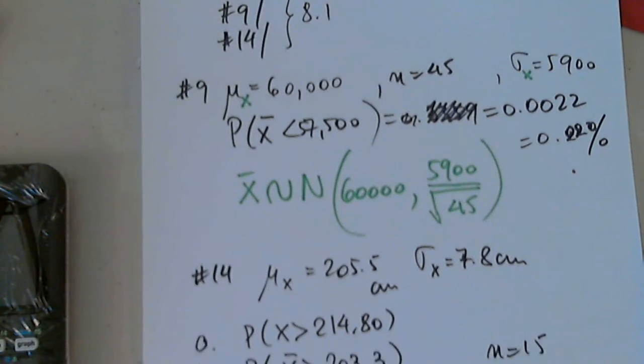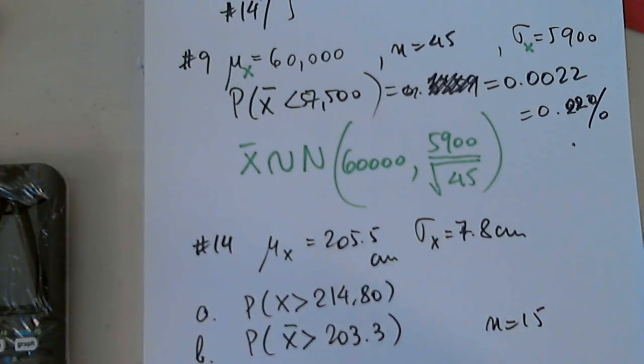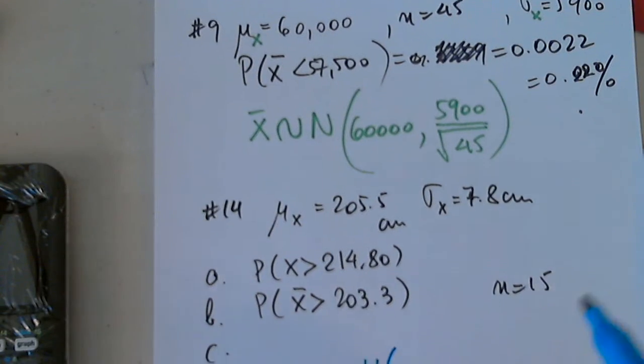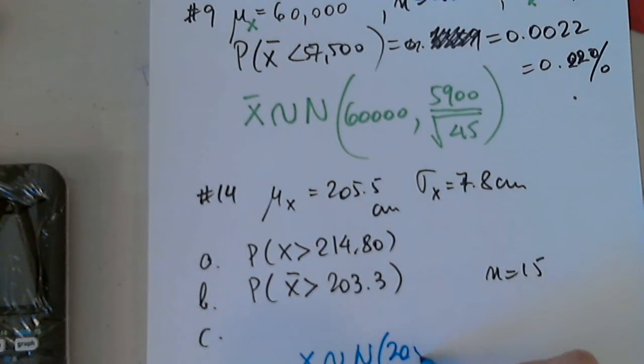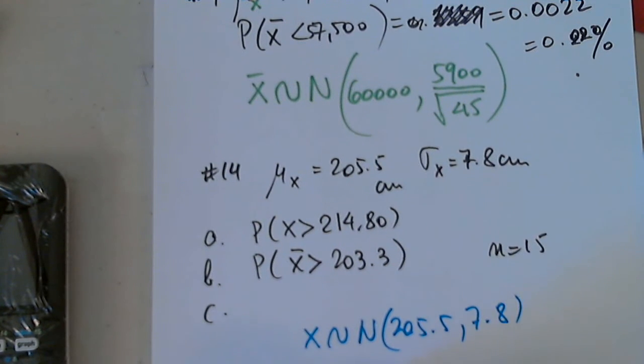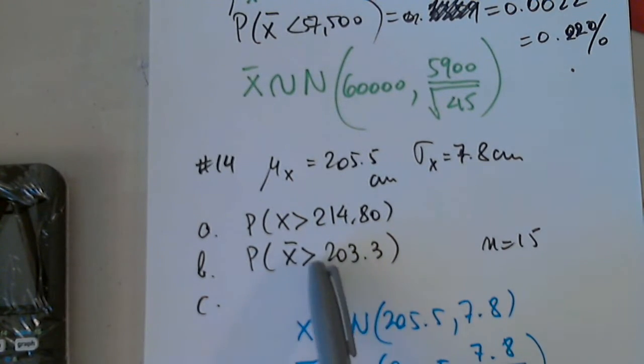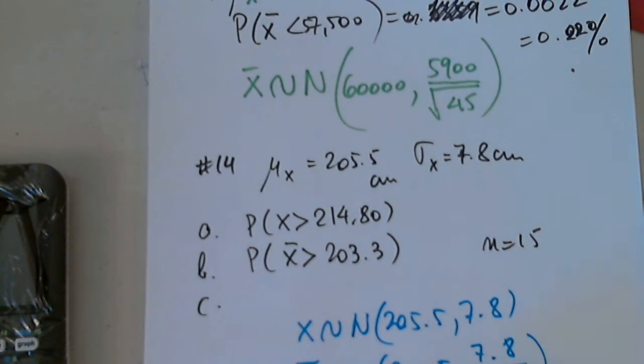Okay, so again, X is normally distributed with 205.5 and sigma 7.8, but X bar is normally distributed with 205.5, and let's see if I forget now to divide by the square root of 15. Hopefully I won't. Once a day is enough. So when I determine this, I will use this information. When I determine this, I will use the mean and the standard deviation. Ready?